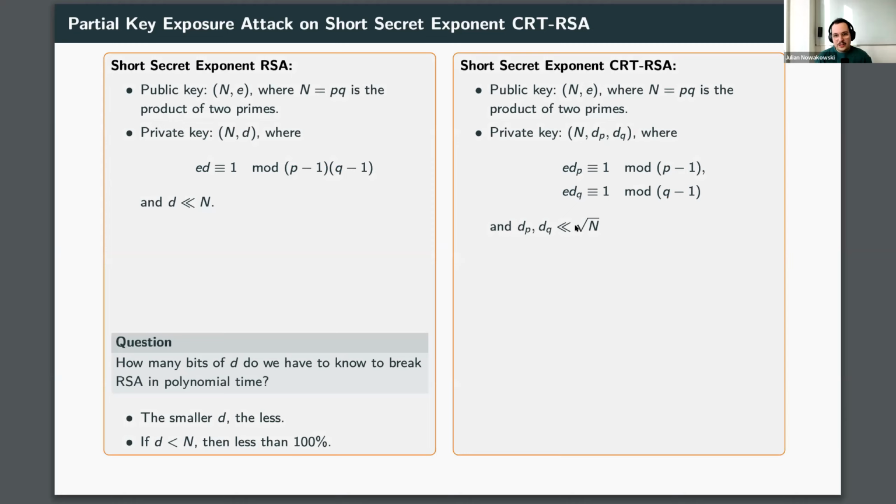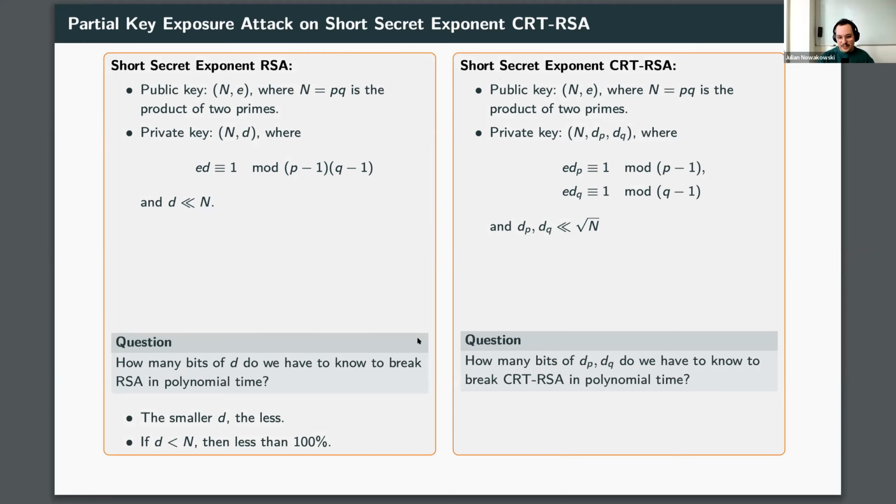Now in our paper, we looked at short secret exponent CRT-RSA. The public key is exactly the same as in RSA, but the private key looks a bit different. Instead of having just one secret exponent d, we now have two secret exponents, dp and dq. And here the thing with short secret exponent is that now dp and dq are significantly smaller than the square root of N. We basically asked the CRT-RSA counterpart of this question here on the left. We asked, how many bits of dp and dq do we have to know to break CRT-RSA in polynomial time?